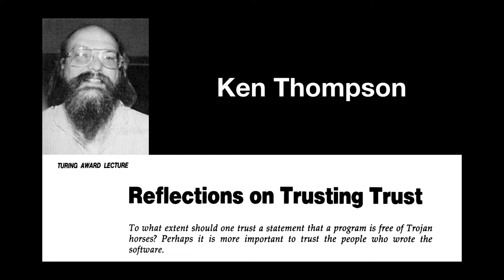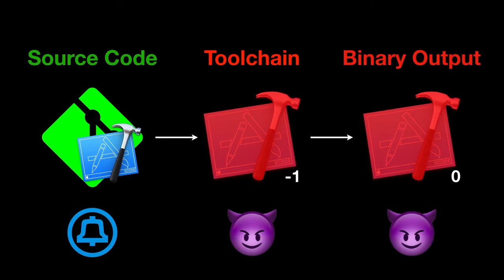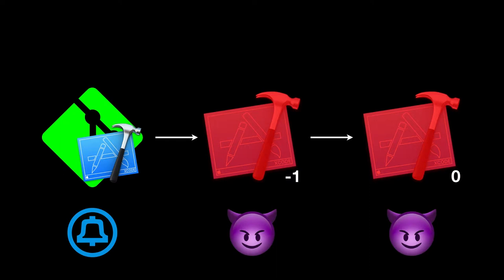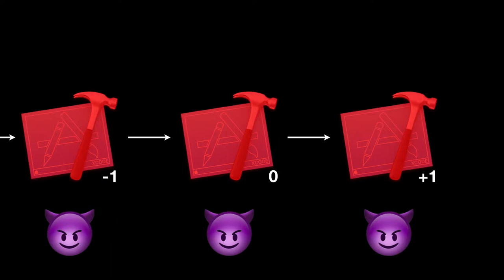This is similar to an attack that Ken Thompson, the person behind Unix, UTF-8, and Golang, described in his 1984 Turing Award acceptance speech, Reflections on Trusting Trust. In that speech, he described how, because toolchains are built by older versions of themselves, you can poison an entire line of them just by poisoning one generation, and it would propagate down to future generations, even if the source code was clean.